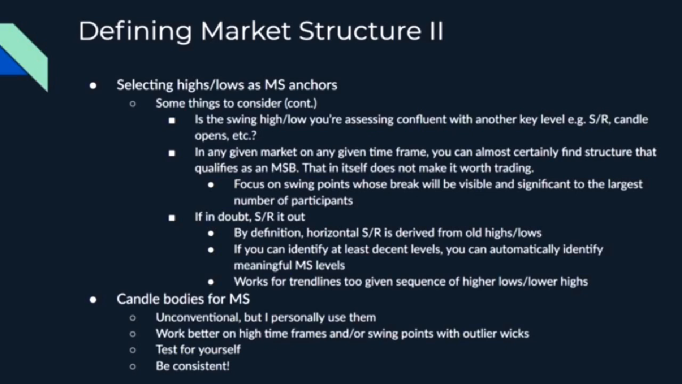As for further quality filters, if in doubt, SR it out works quite well. By definition, horizontal support resistance is derived from old highs and lows. If you can identify at least decent levels, so you've got some prowess in support resistance identification, you can automatically identify meaningful market structure levels, or at least your job is easier. It also works for trend lines, given the sequence of higher lows and lower highs. Those make up your uptrend and downtrend line levels as well.